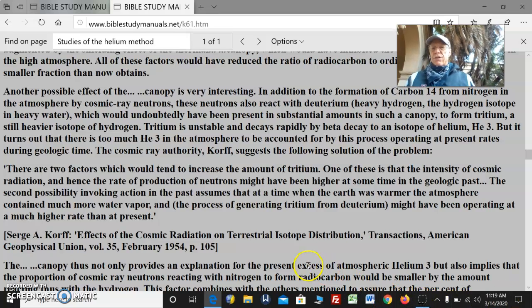He says there are two factors which would tend to increase the amount of tritium. One of these is that the intensity of cosmic radiation, and hence the rate of production of neutrons, might have been higher at some time in the geologic past. The second possibility invoking action in the past assumes that at a time when the Earth was warmer, the atmosphere contained much more water vapor, and the process of generating tritium from deuterium might have been operating at a much higher rate than at present. That's Serge Korff, Effects of the Cosmic Radiation on Terrestrial Isotope Distribution.